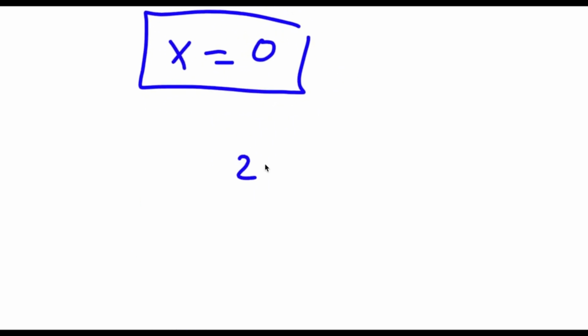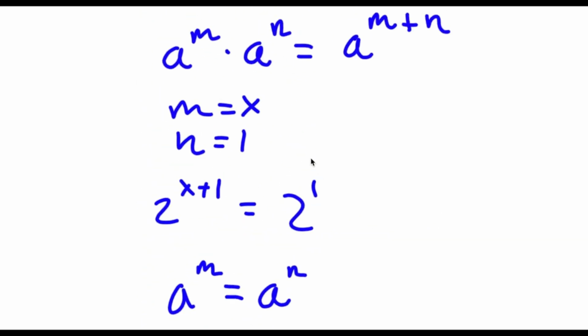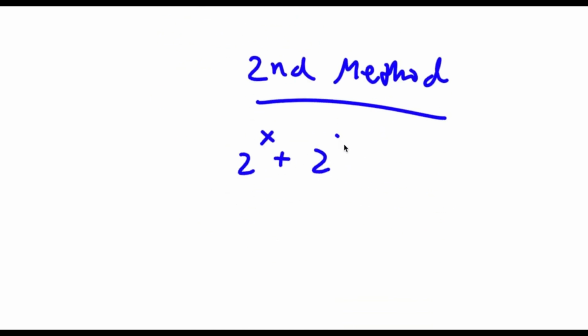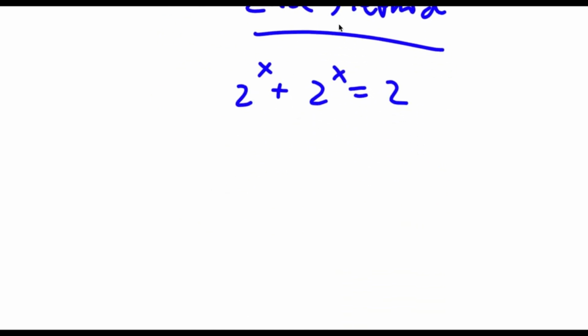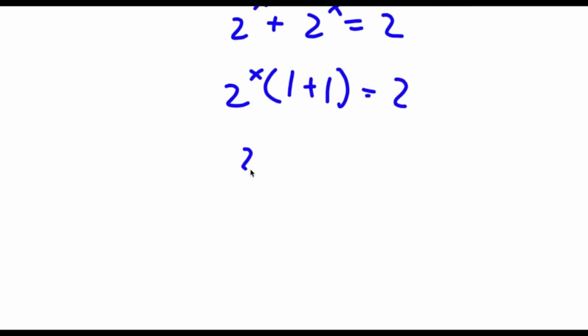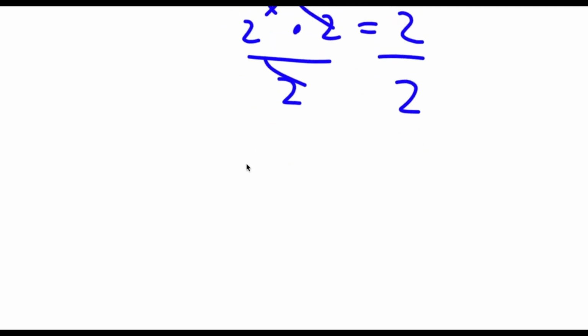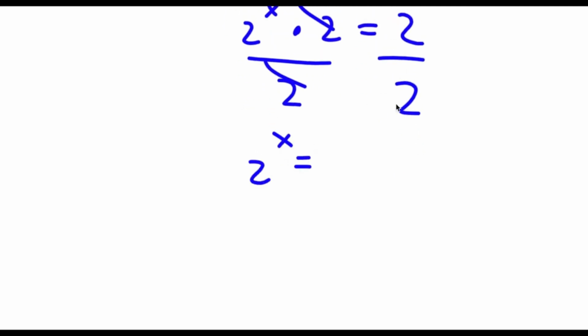Now, another method of doing this, so I have 2 to the power of x plus 2 to the power of x is equal to 2. And I'm going to do the same thing at the start. I'm going to factor out 2 to the power of x. So I have 2 to the power of x times 1 plus 1 is equal to 2. Now, if I simplify the parentheses, I get 2 to the power of x times 2 is equal to 2. Now, instead of multiplying these two, I'm actually going to divide both sides by 2. So then these two cancel out, and I'm left with 2 to the power of x is equal to 2 divided by 2, which is 1.